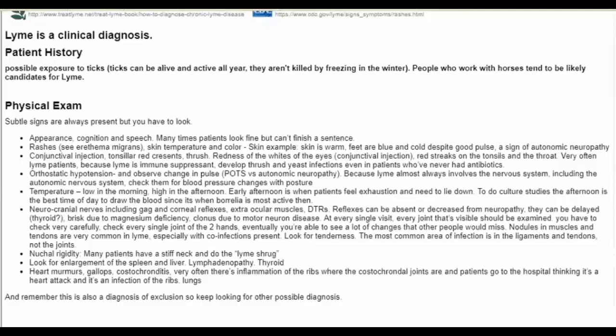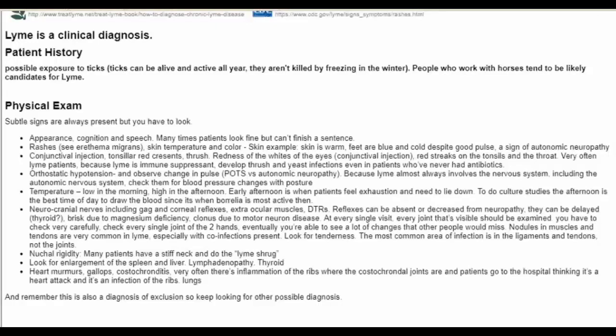But for Lyme itself, many patients look fine, but they can't finish a sentence. So you listen to them. How are they talking? What's their cognition like? You do look for these rashes, these erythema migrans. You look at the skin temperature and color. Another sign is that the skin could be warm, but the feet are blue and cold, even though there's a good pulse. That's a sign of this autonomic neuropathy hitting the nervous system.